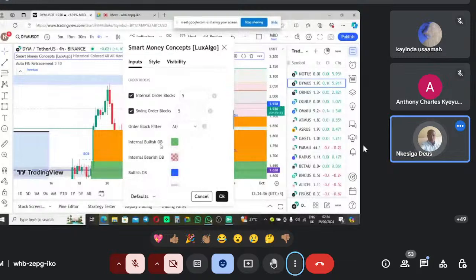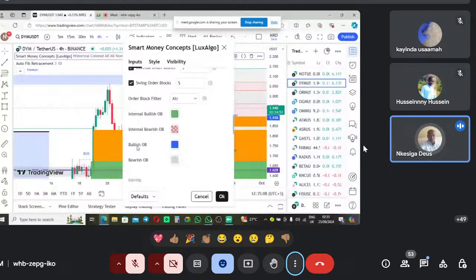it means that the market will simply move up. And here, when you look at the internal bearish OB, automatically it represents bear. The market is dropping. You get the point? The market will be dropping.